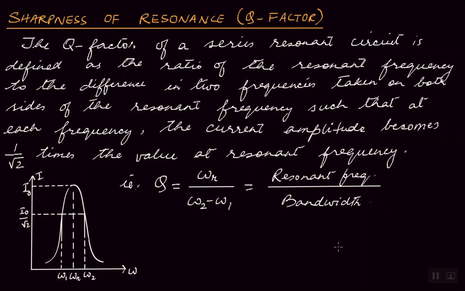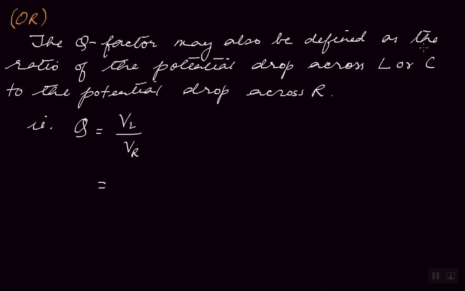There's another way to define the Q factor. Let us see how. The Q factor may also be defined as the ratio of the potential drop across L or C to the potential drop across R. That is, Q is equal to VL, or you can write VC, by VR. Okay, let us stick with this. VL is actually I naught XL, and VR is I naught R. So this and this will be cancelled.